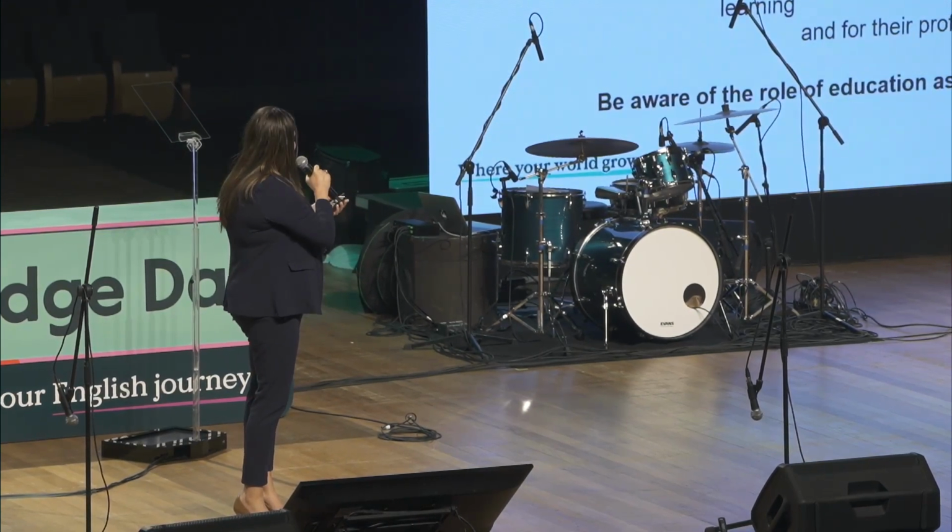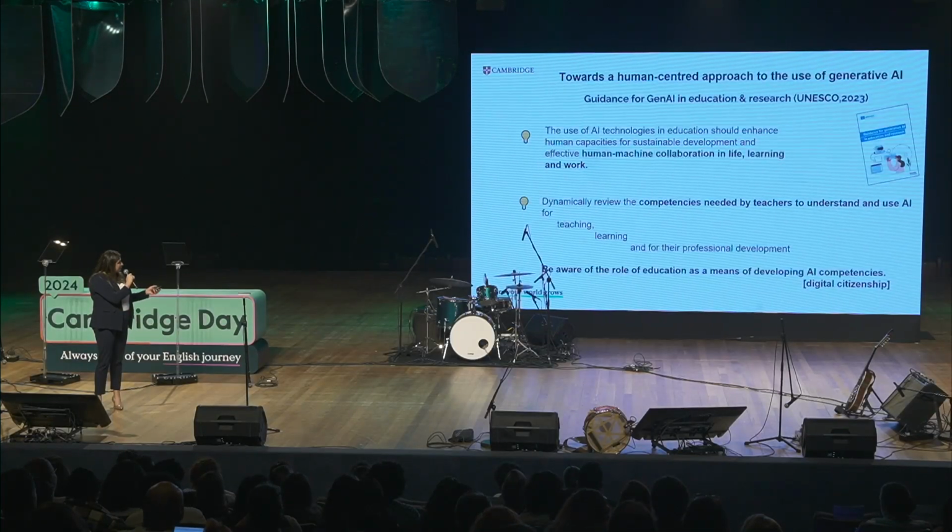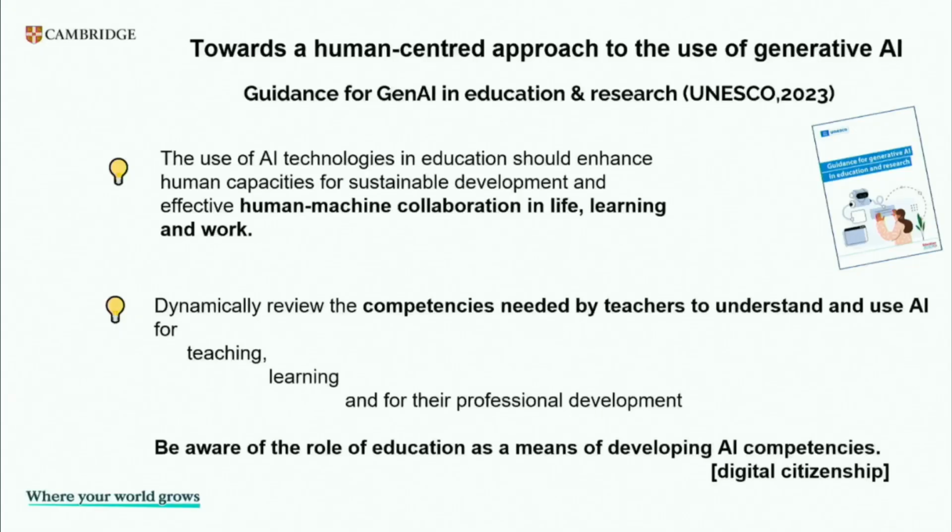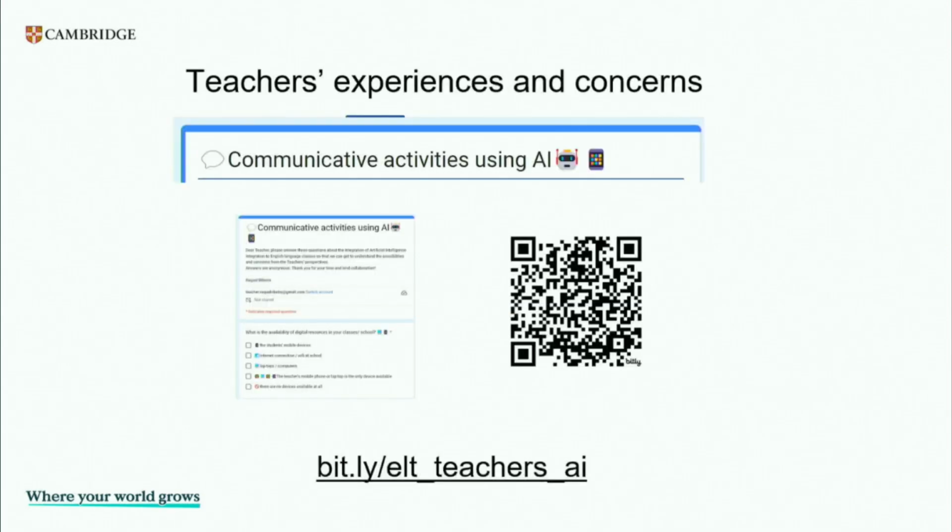But let's go. Well, this here comes from the guidance for generative AI in education and research by UNESCO. So it's grounded in solid research and evidence. This is available to be downloaded, and you can follow the studies in the field. This is our first activity here.